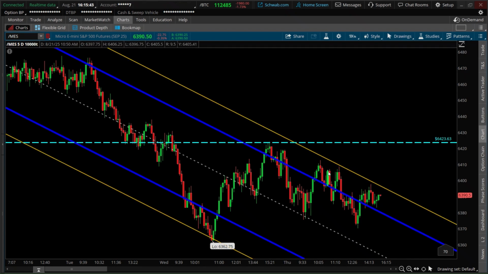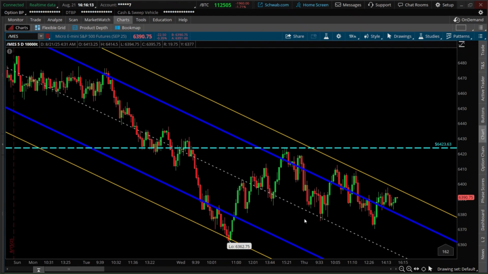Now that price is more on the upper half of this range, not inside the blue trend lines, but between the blue and yellow, it's possible that during the overnight session, price could finally break out of this downtrend and possibly retest 64.23 over the next 36 hours. So again, to capitalize on this potential breakout, I took a bullish position.